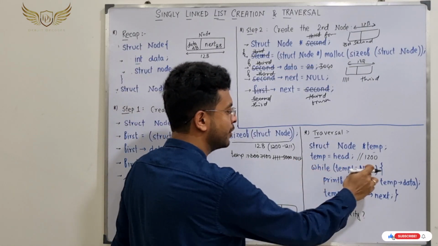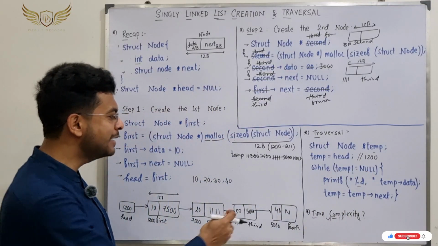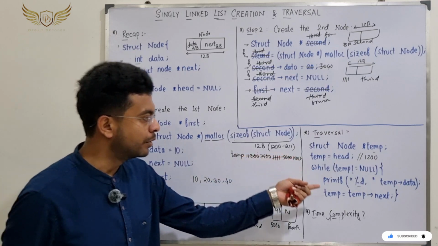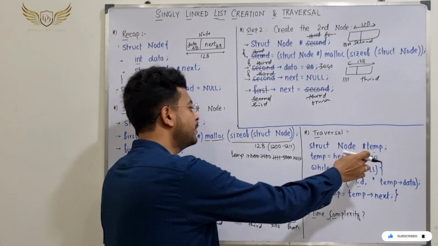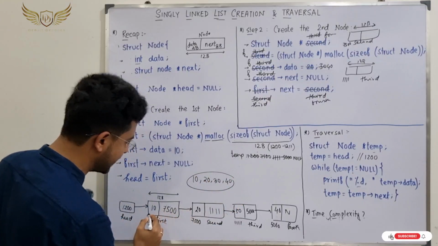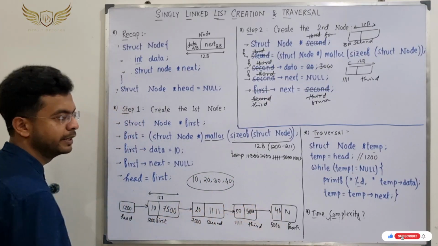Now while temp not equals to null will not be satisfied, because obviously there are no more nodes. What to print? There is nothing. So it will come out. That is the end of it. So that's how we can traverse it, and after traversing this is the output. You can see 10, 20, 30, 40.